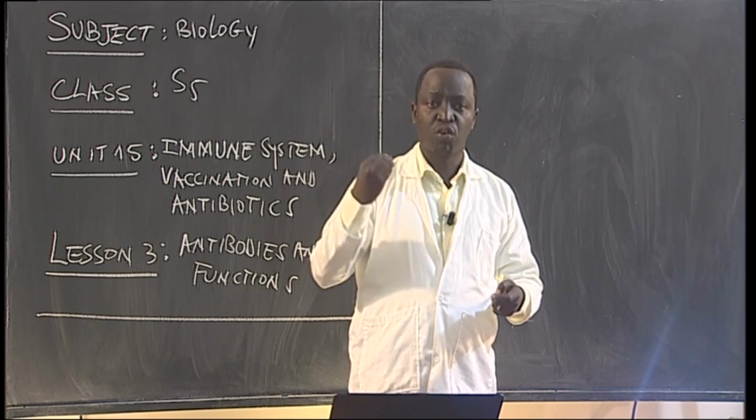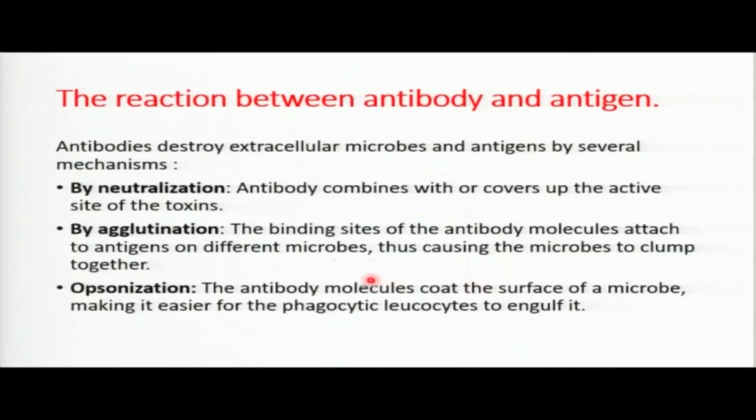Number three, another mechanism of destroying the antigens of the germs is what you call opsonization. So what happens? The antibody molecules are going to coat the surface of the antigens of the germs. Once they are coated, it will be easy for the white blood cells to engulf them. This is what you call opsonization.